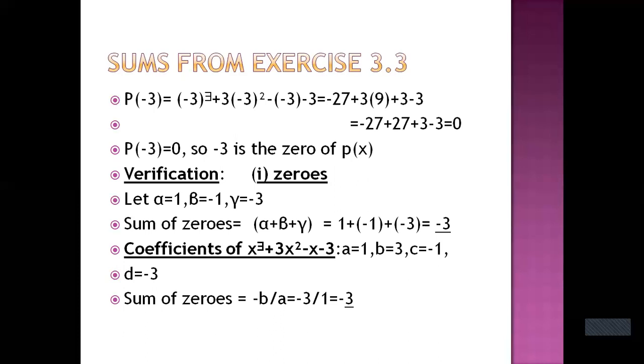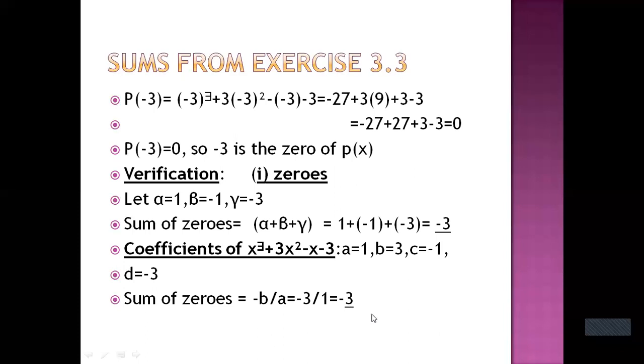Here A value is 1, B value is 3, C value is minus 1, the x coefficient, and D value, the constant, is minus 3. The sum of zeros formula is minus B by A, which is equal to minus 3 by 1, that is equal to minus 3. So both are verified here: through zeros we got minus 3, and through the coefficients also we got minus 3.